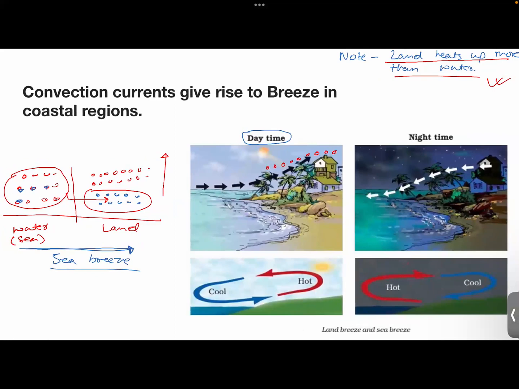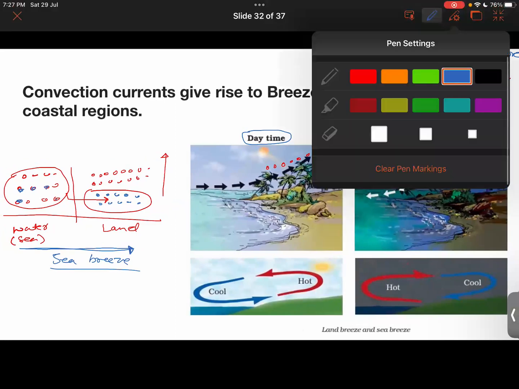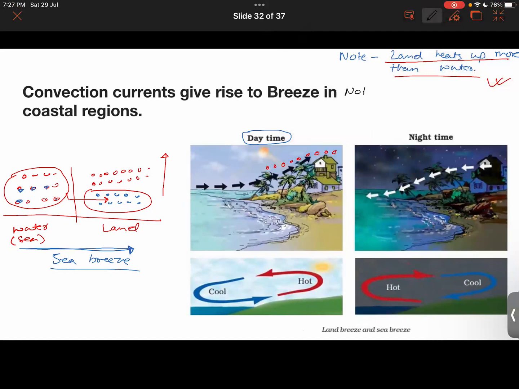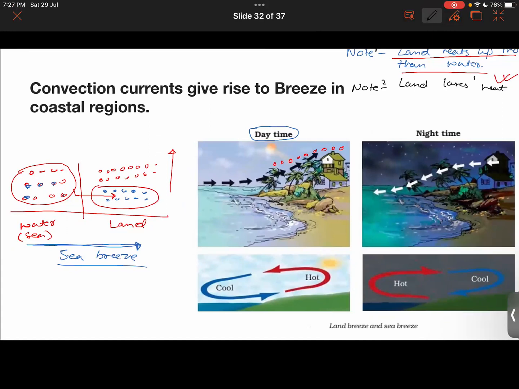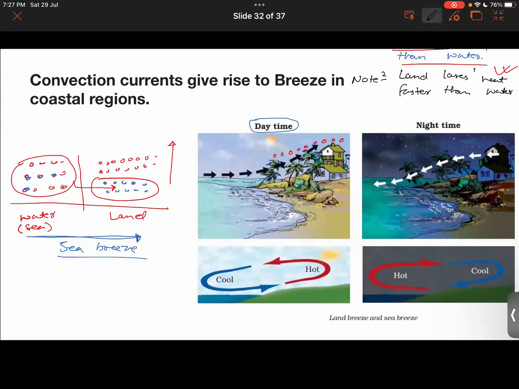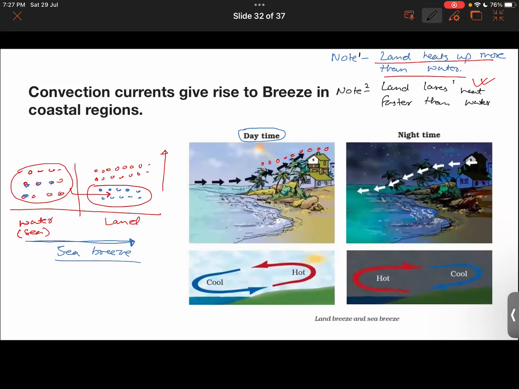What will happen? Take one more important note here. At night, the cool air from the land moves towards the sea, right? One more note here: land loses heat faster than water. So water is also being heated and land is also being heated during the daytime, but as soon as it's night time, land will lose the heat faster than water.